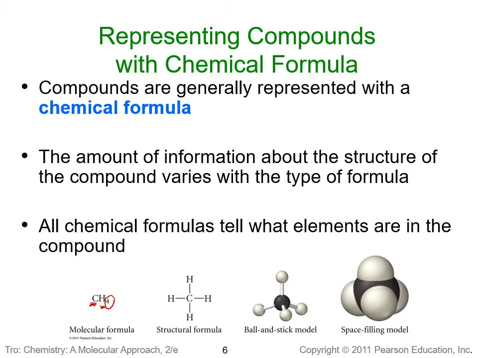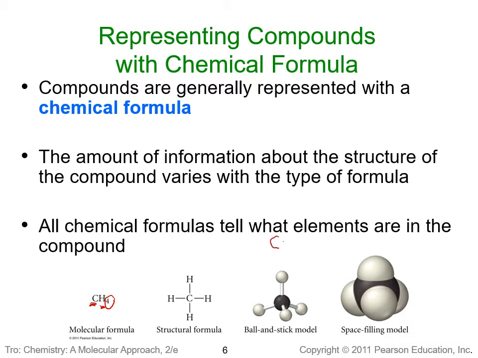If we move to the structural formula, we gain a little bit more information because now we see how the hydrogens are attached to the center carbon, but we still include those elemental symbols. When we go to the ball and stick model, now we have lost that elemental symbol, but we use colors to help us identify the element. Now we've started to gain some three-dimensional information.